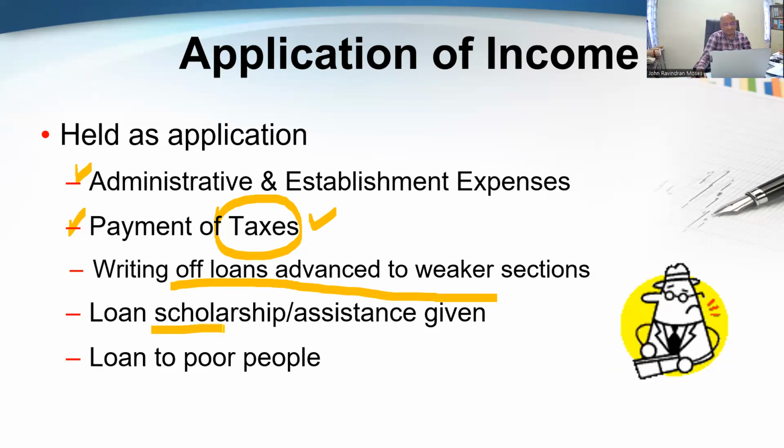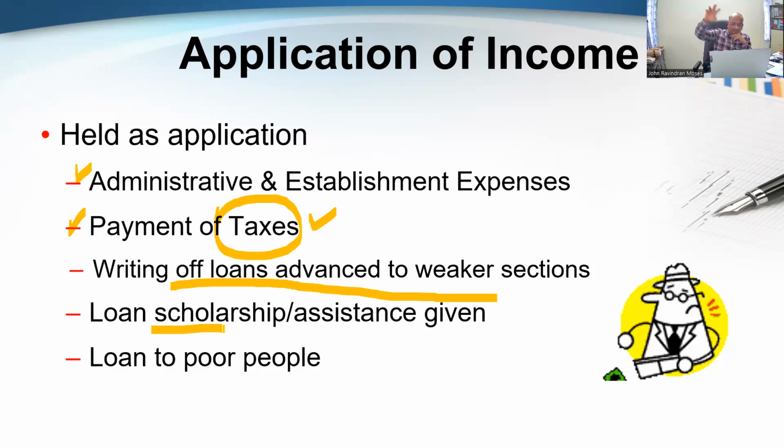Loan scholarship or assistance given. Your object permits you to give loans to your beneficiaries. Supposing you are helping poor students, instead of giving them scholarship, what you do is that you give them a loan, which they have to repay maybe after 3 years or 5 years. Okay, right? Your object permits that. Then you can even take the loan scholarship given to students also as application.